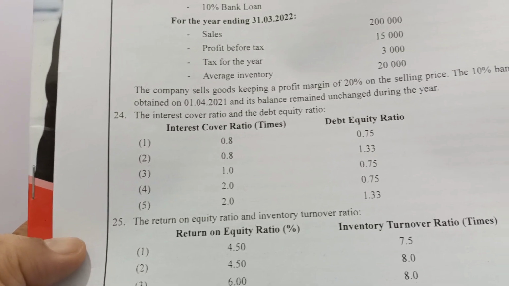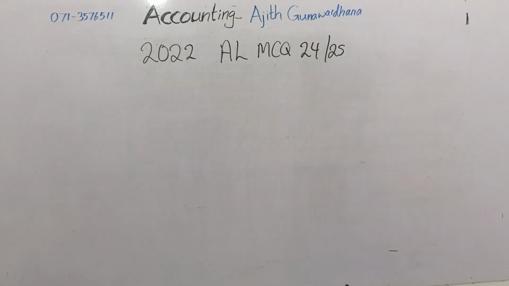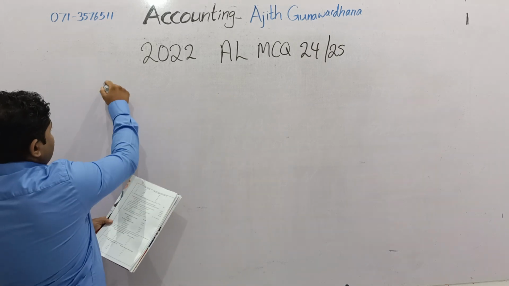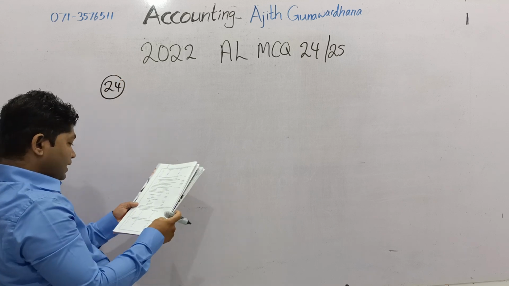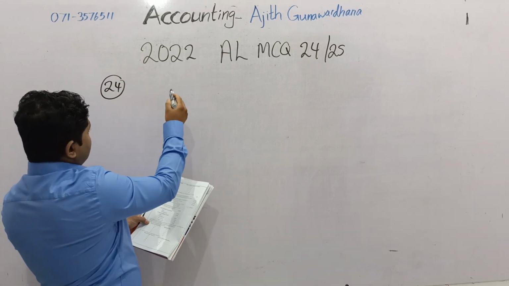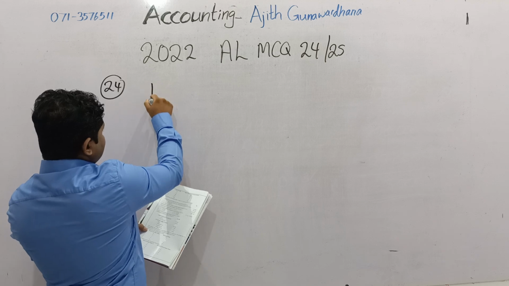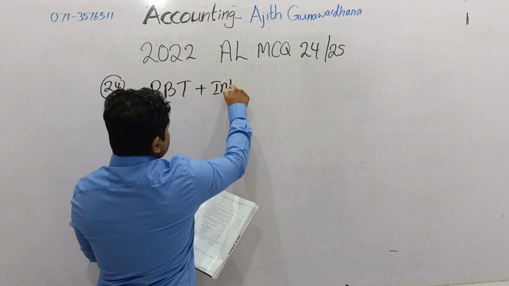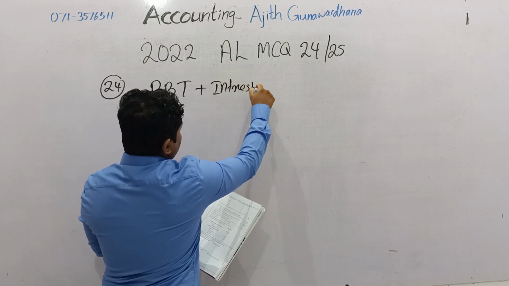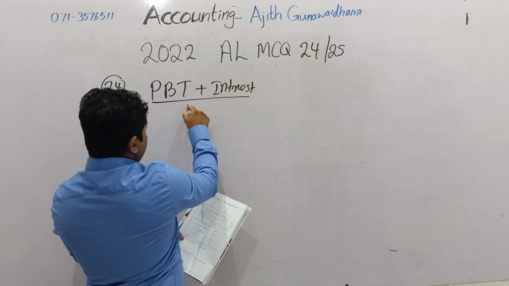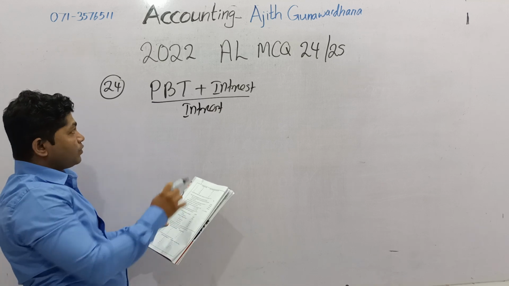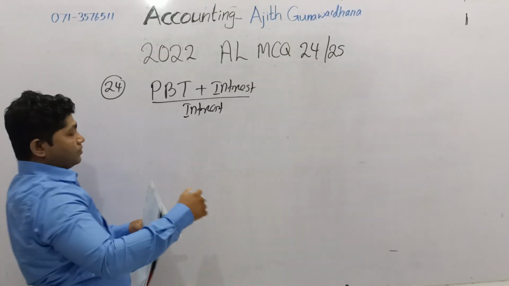Right, first one, interest coverage ratio, 2022 question number 24 and 25. First they ask question 24, the interest coverage ratio. Interest coverage ratio can be calculated as profit before tax plus interest, divided by interest expense. This is the way you have to calculate interest coverage ratio.